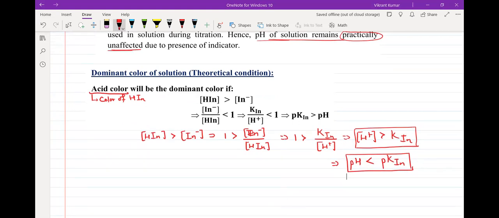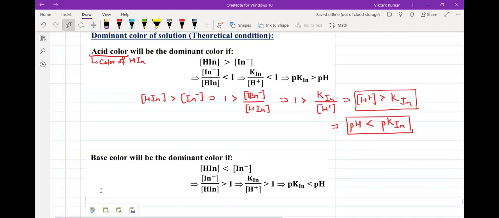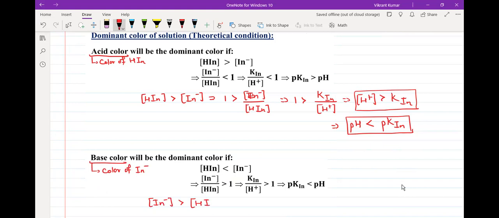If I want base color to be the theoretically dominant color, then what will be the condition? So definitely exactly opposite, pH greater than pKin will give you base color as the dominant one, है ना? So we are saying base color का मतलब है this is the color of In minus, and that's why we are saying कि this time In minus should be greater than HIN, which says this In minus upon HIN should be greater than 1.